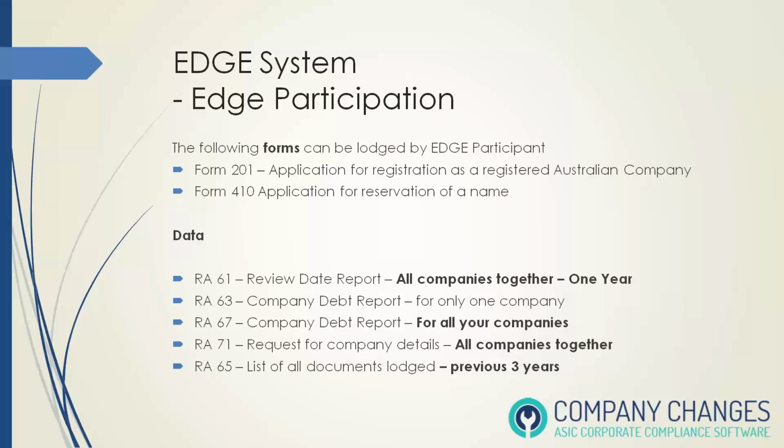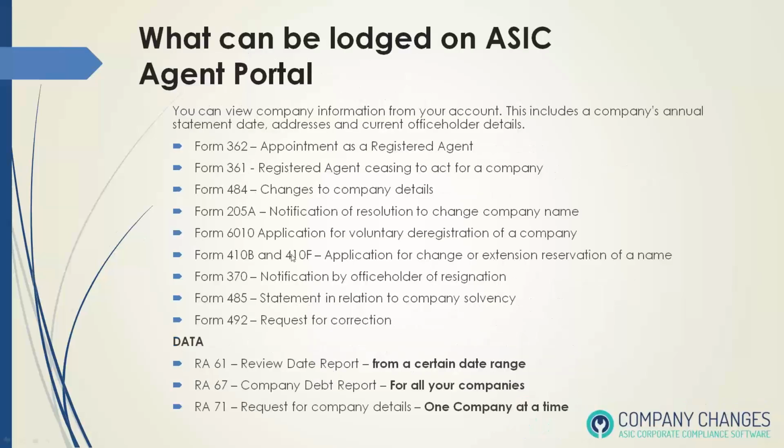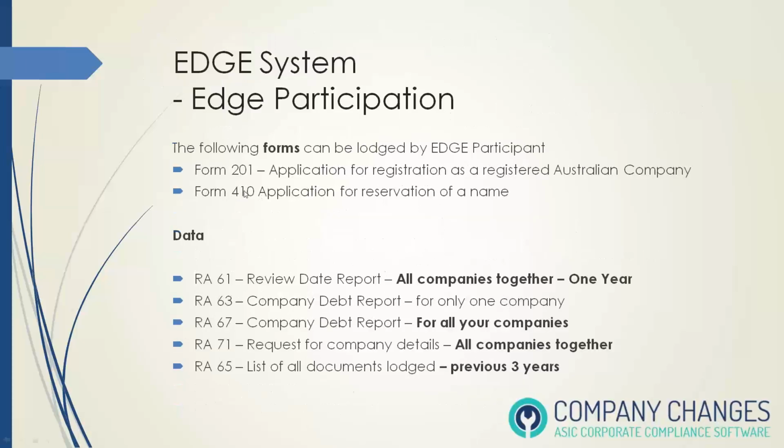You can also lodge Form 410. Now, earlier on, you could extend a business name or you could change the business name. But if you're an Edge participant, you'll also be able to apply for a reservation of a business name. So being an Edge participant, you have other benefits as well. As far as the review date is concerned, you can get it for all your companies for 1 year. So in one stroke, you will know which company has which review date. And these are all those companies which you look after.